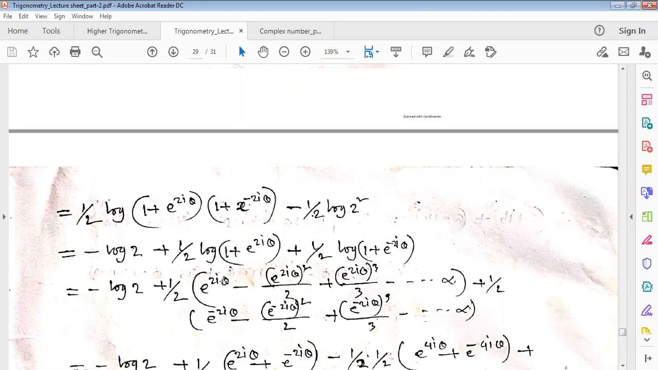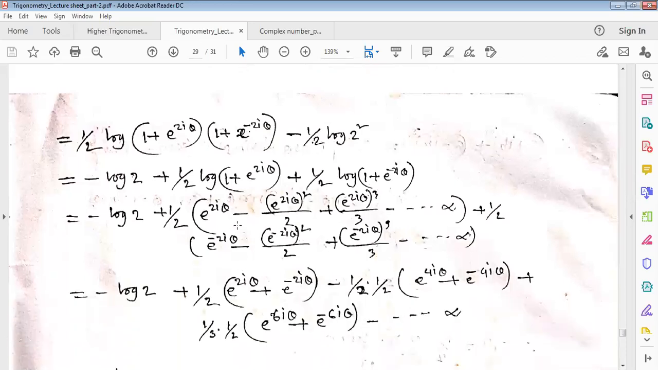Log 1 plus x formula what? x minus x square by 2 plus x cube by 3 minus dot dot, right? Similarly, for the other term, x will be what? e to the power minus twice i theta. x minus x square by 2 plus x cube by 3 minus, in this way the whole series. There is a known series for us.